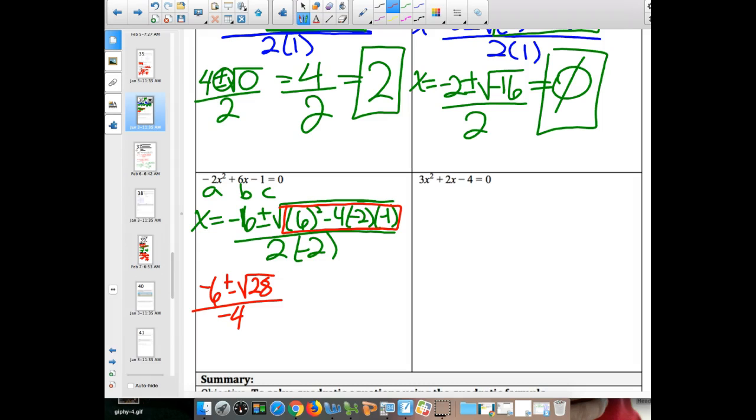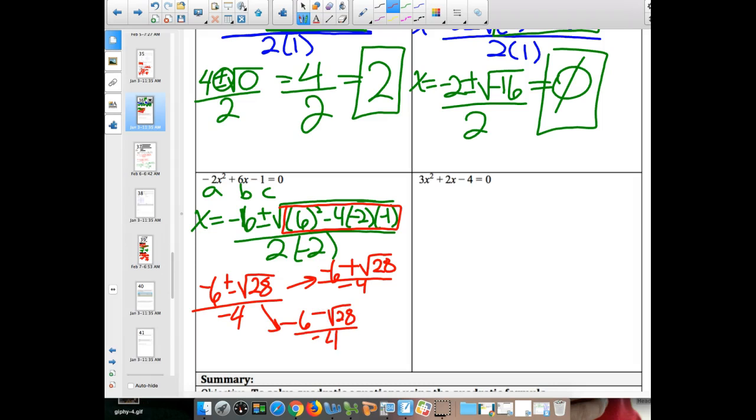Now, here's where it probably got challenging the first time we saw this in Chapter 9. We have a positive and negative, so we have to kind of split our problem into 2 to represent the plus and the minus. So I'm going to say negative 6 plus the square root of 28 divided by negative 4. And I'm going to say negative 6 minus the square root of 28 all over negative 4.